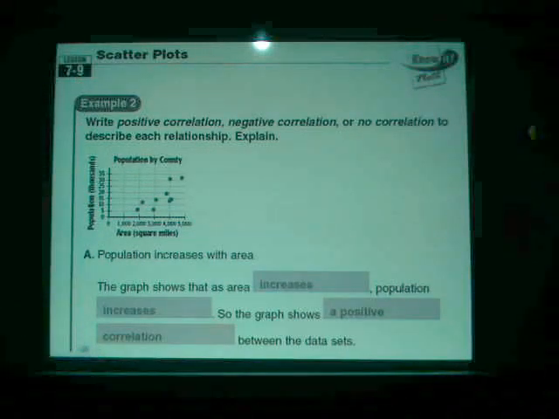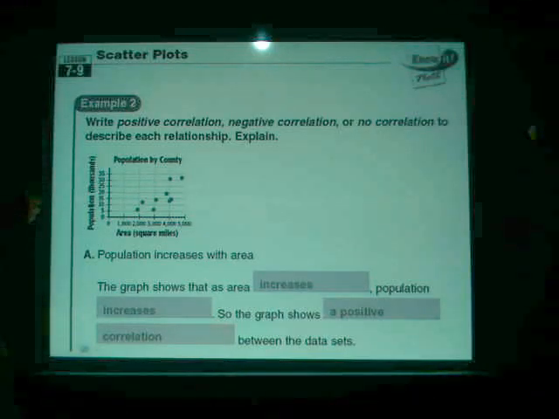So now they're asking us to write positive, negative, or no correlation in example 2 to describe the relationship. And as you can see, the graph there is comparing the area of a country with the population of a country. Now, without even a graph, we should kind of know what's happening here, because logically, the more space I have, the more people that should be able to live in that space. So the more space I have, bigger number, the more people that can live there, bigger number. Well, as we just described, that's a positive correlation. And indeed here, the graph shows that area is increasing and the population increases as well. So that's showing a positive correlation.